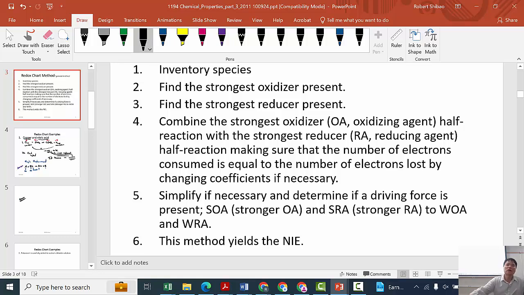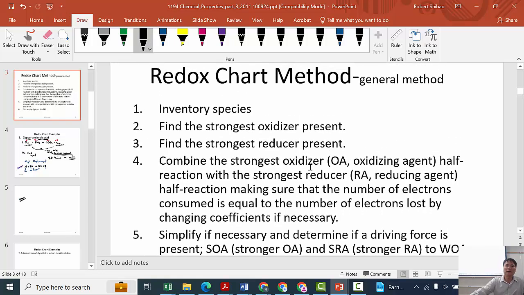So in the redox chart method, what we do here is we inventory the species. And then out of all those species, we find the strongest oxidizer present and the strongest reducer present. And then we allow those two to react because that's going to be the most likely reaction. The most likely reaction will be between the two strongest. It's not to say that there's going to be a reaction, because there might be no reaction if there's no driving force. But we'll do that.